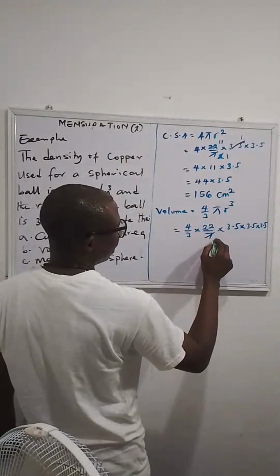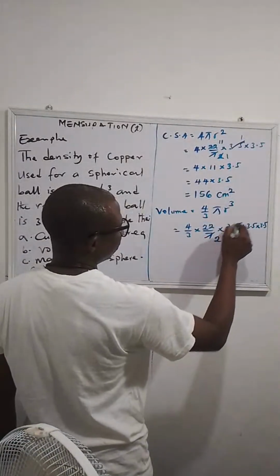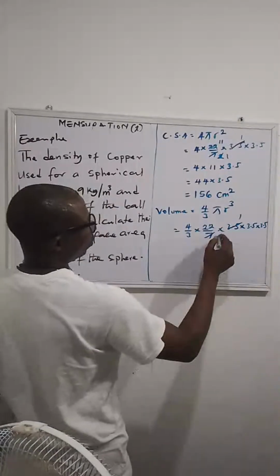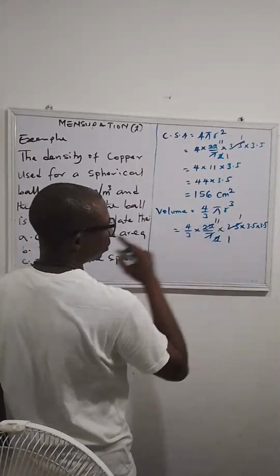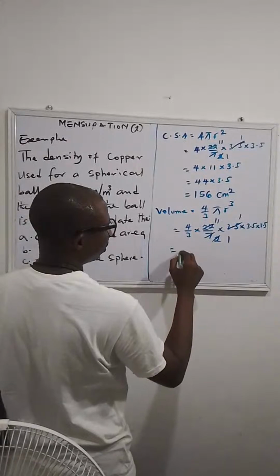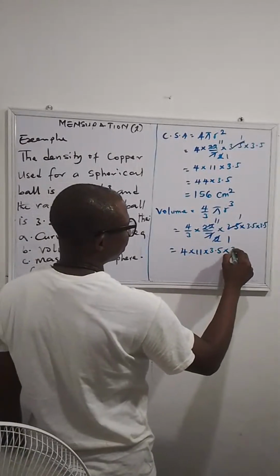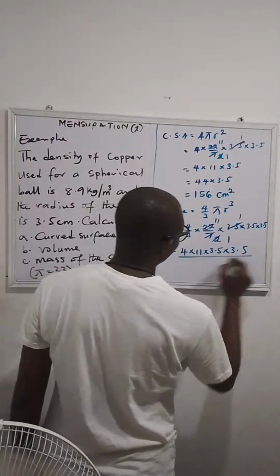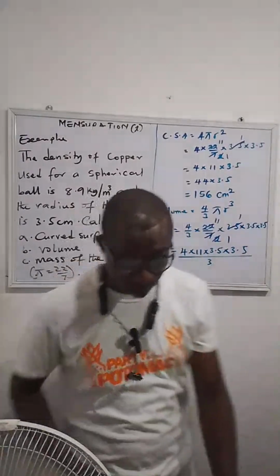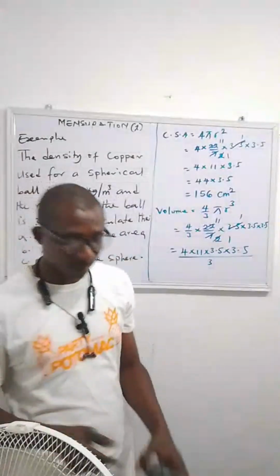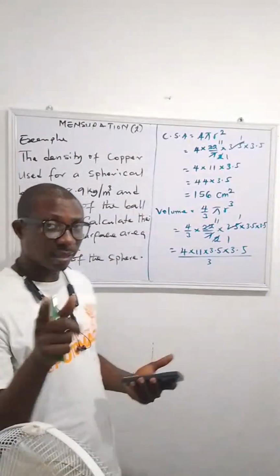So 3.5 goes in 7, that's 2. 3.5 goes there, that's 1. So 2 goes there, 1. 2 goes there, 11. So what we have here now is 4 times 11 times 3.5 times 3.5, everything all over 3. Can you evaluate that? Now try that and drop the answer in the comment section.